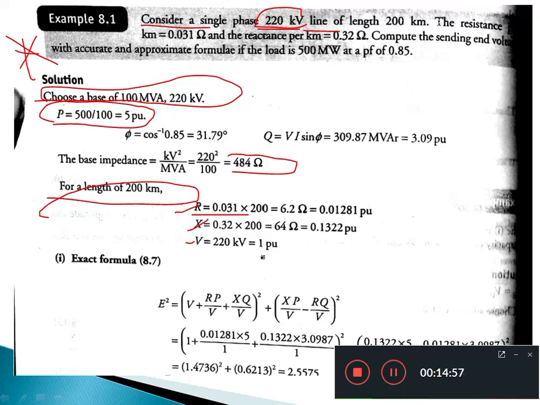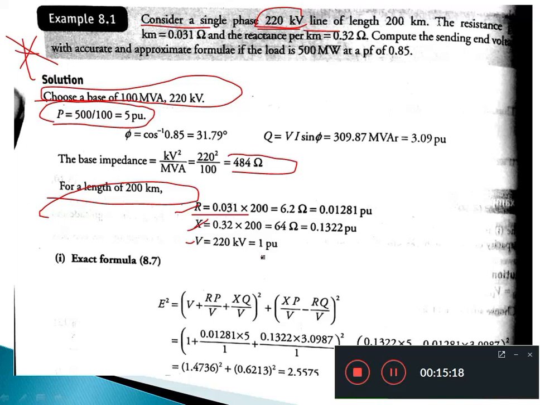V equal to 220 kV. So for conversion of voltage in terms of per unit, select the base as 220 kilovolt. 220 by 220 is 1 PU. Then 0.32 is the reactance per kilometer, converted into ohms per kilometer.